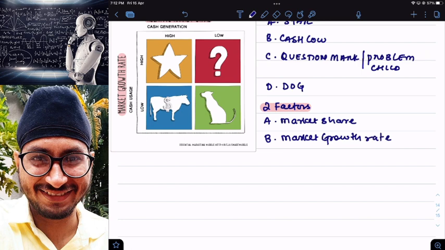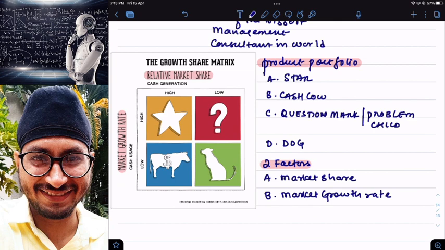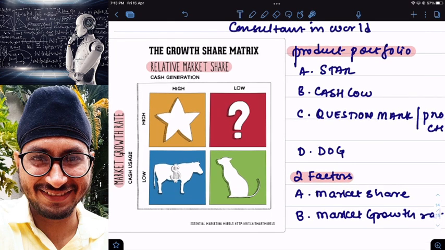Clear? Market share and market growth rate are the two factors we take into consideration before creating a BCG analysis. I'm having a high market share in a high growth rate market. Who am I? Star. I'm having a high market share in a low growth rate market. Who am I? Cash cow.